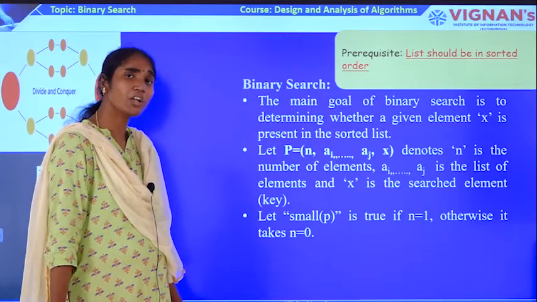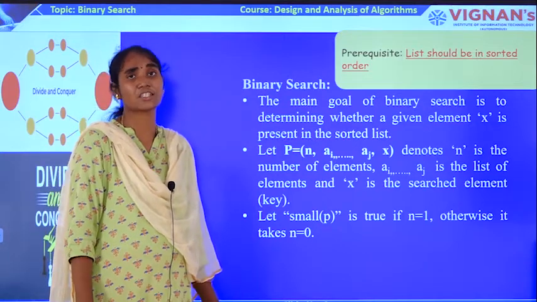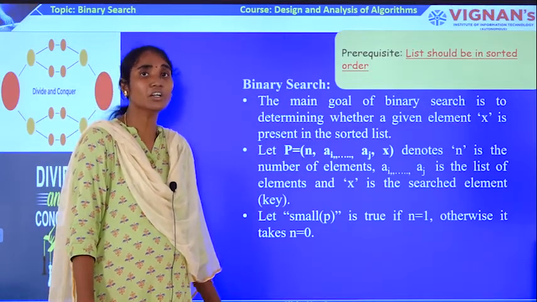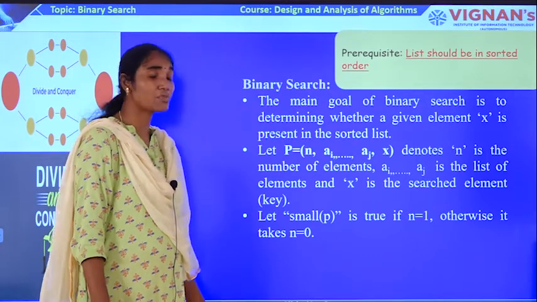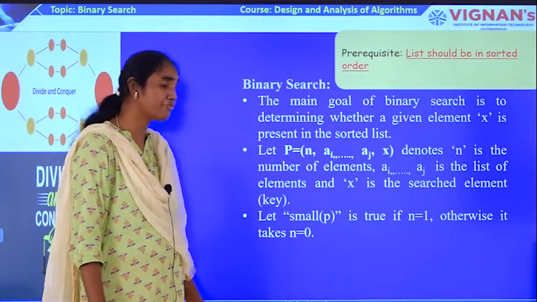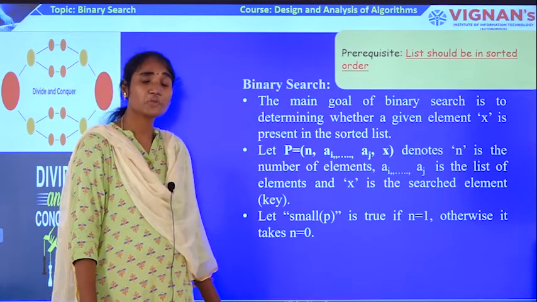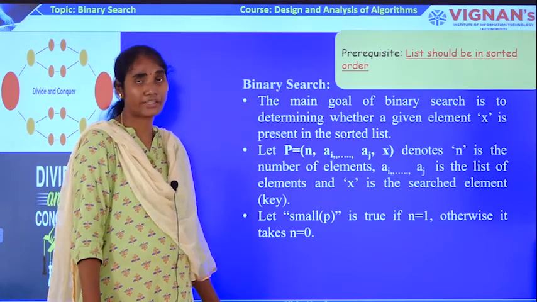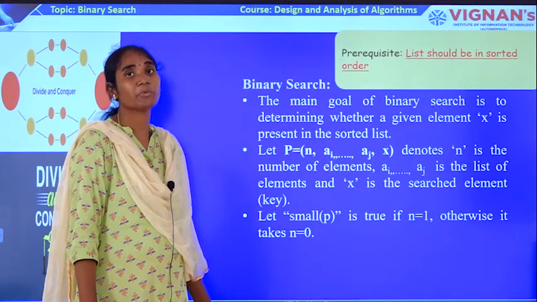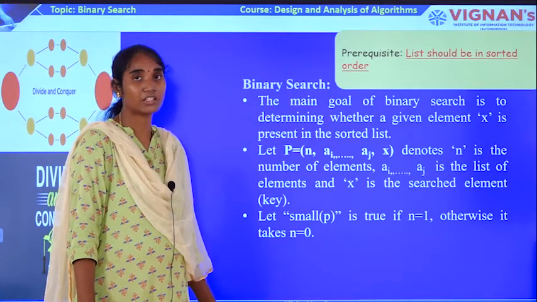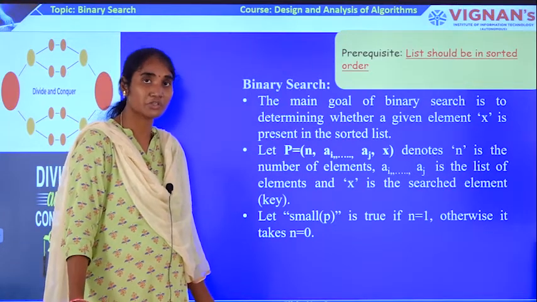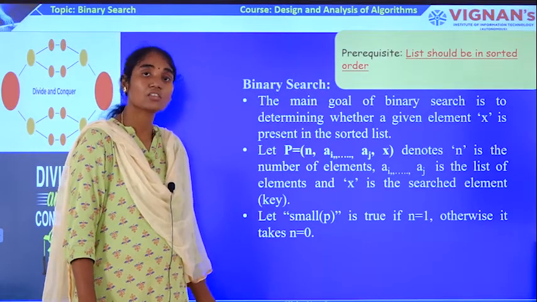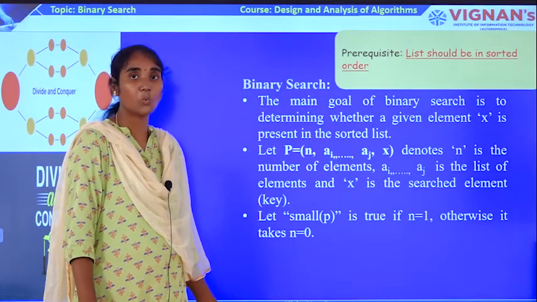When there is a smaller problem, according to the DnC strategy, we have to return the solution. So, Small(P) is true if n is equal to 1, which means that if there is a single element and that is our key element x, then directly we will return its position. That is the first position. In the first position itself we found that element, so simply return position 1.